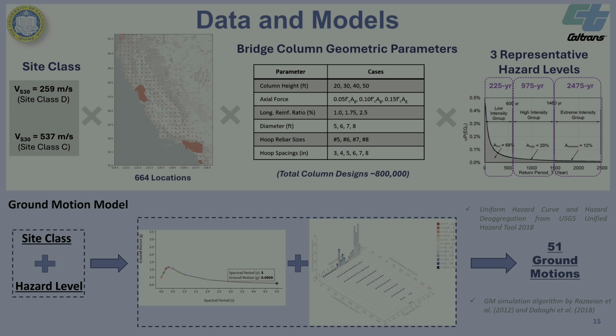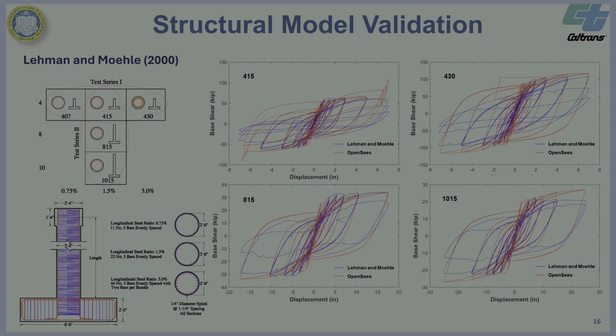This is deemed necessary because we not only want to estimate the mean or median, but we also want to estimate COV, which is variation, and for variation we need a lot of simulations. 51 is a number that we think is enough to capture the variation.